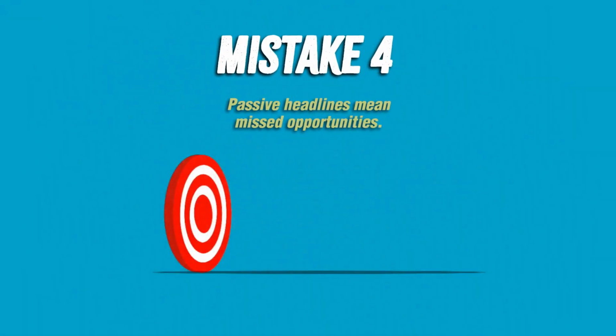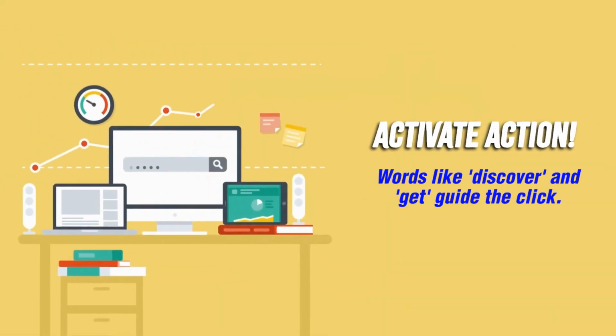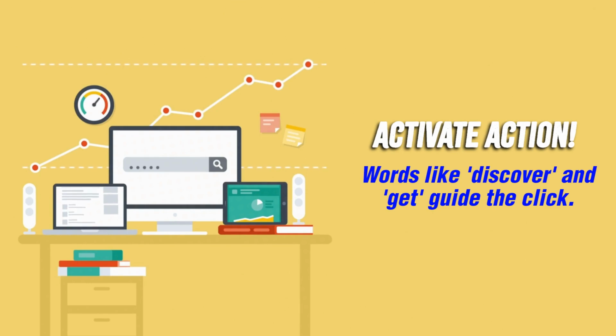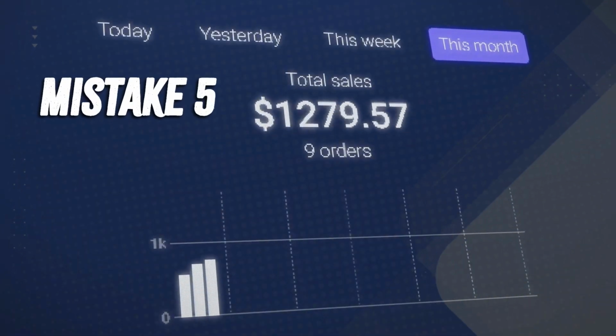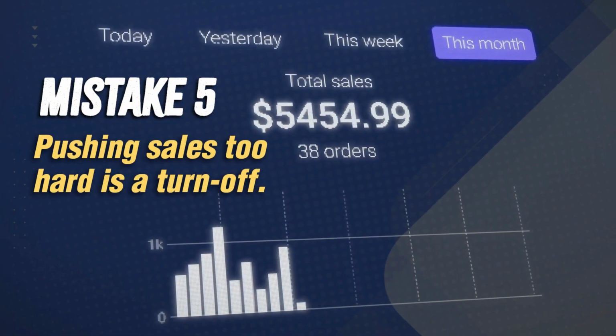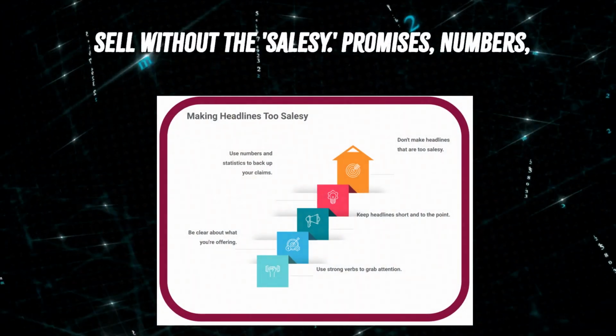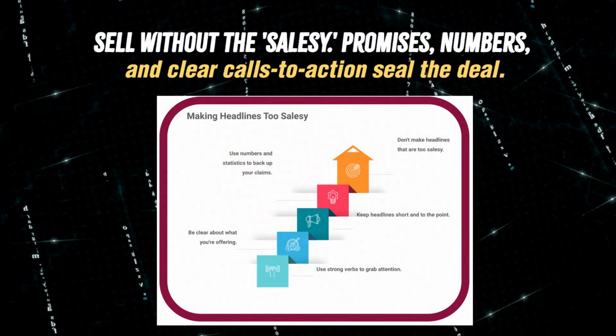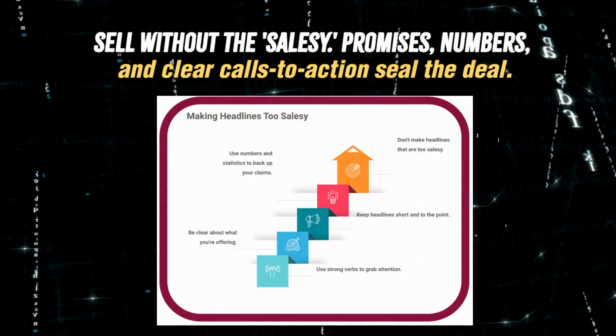Mistake 4. Passive headlines mean missed opportunities. Activate action. Words like discover and get guide the click. Mistake 5. Pushing sales too hard is a turnoff. Sell without the salesy. Promises, numbers, and clear calls to action seal the deal.